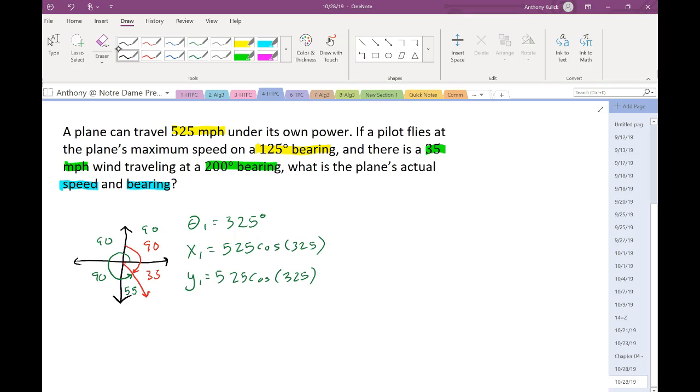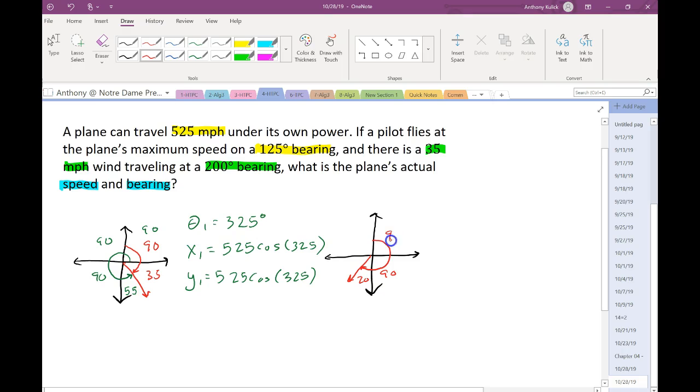I can break the wind down similarly. Just like I did for the plane, I'm going to draw the wind. We have a 200 degree bearing. So 90, 90 is 180, and then 20 more gets me to 200. But again, I'm not interested in that bearing angle. I want my standard position angle. That would be 90, 90, and then the complement of 20, which is 70. So 90 plus 90 plus 70 is 250.